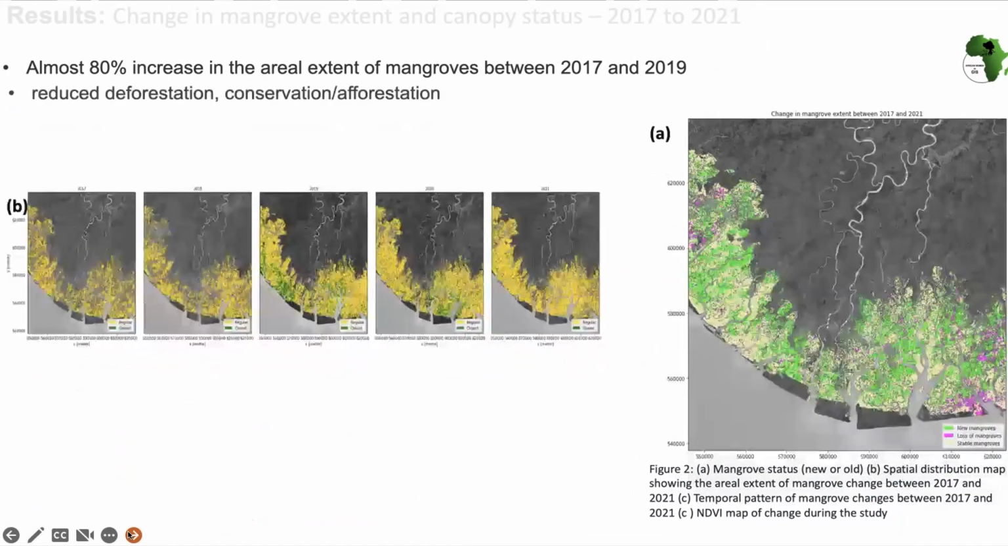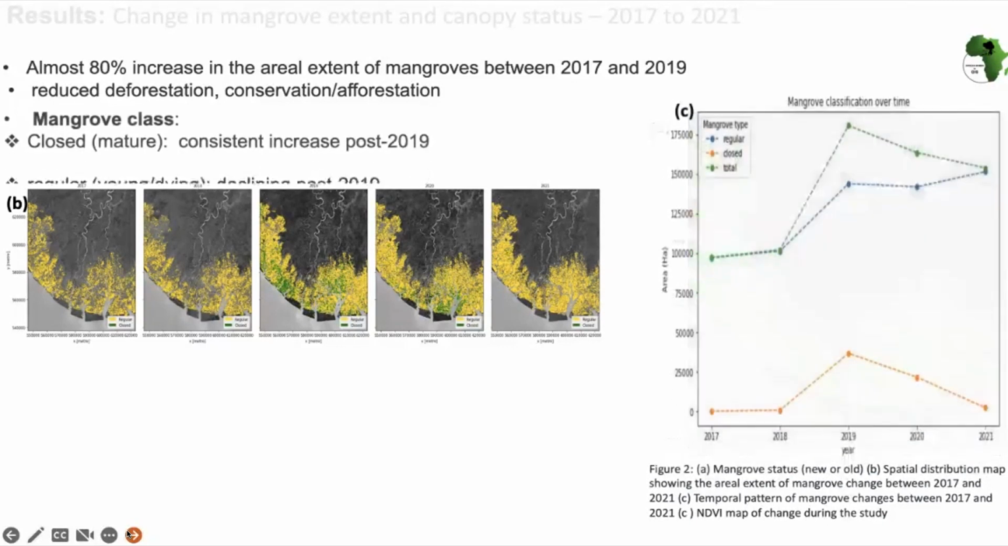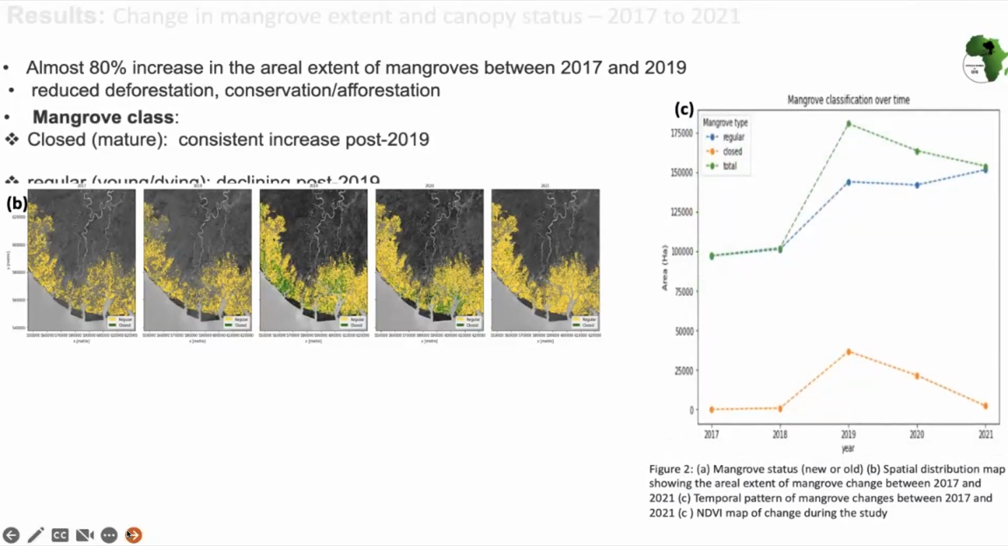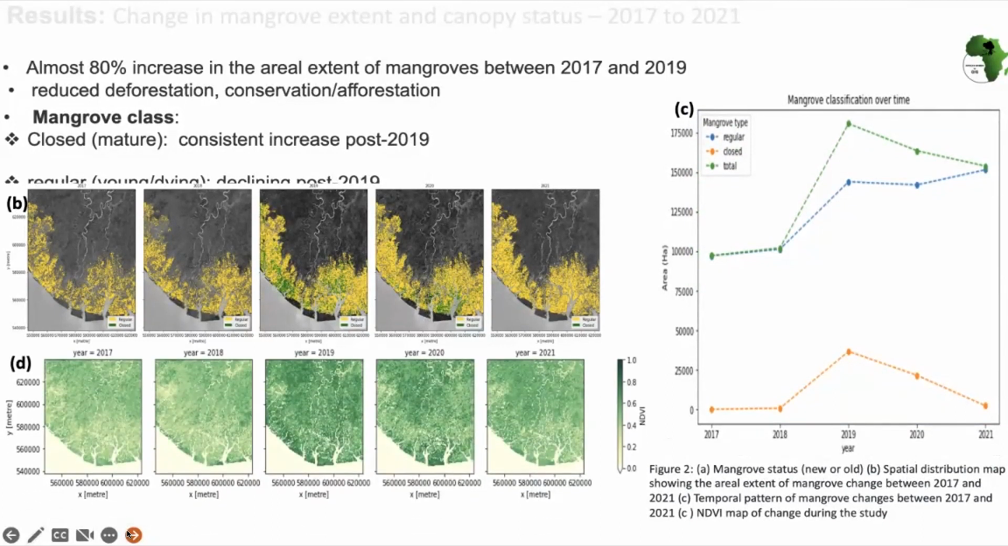And according to this, and if the Zoom master could just keep the slides coming so that I match the energy, there was about an 80% increase in the aerial extent of mangroves between 2017 and 2019. Mr. Zoom Master, if you could continue, please. And I believe the diagram on the bottom right is a key that shows the mangrove status, the new and the old, which is diagram A. And then figure 2 is the spatial distribution map, showing the aerial extent of mangrove change between 2017 and 2021. And then figure C is the temporal pattern of mangrove changes between the same range of time.